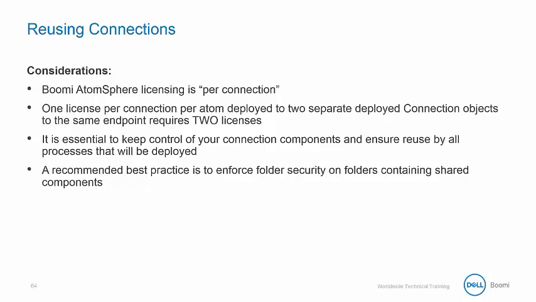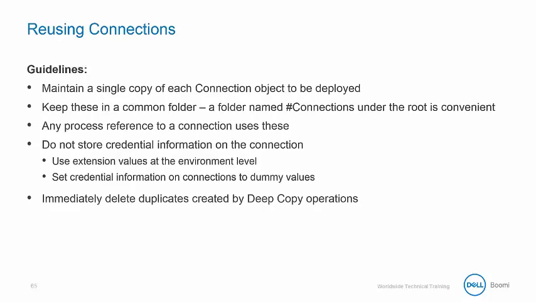A recommended best practice is to enforce folder security on folders that contain shared components. Here are some guidelines for reusing connections. Maintain a single copy of each connection object to be deployed. Keep these in a common folder. You might name it #connections and store that under the root folder. Any process reference to a connection will use these connections.